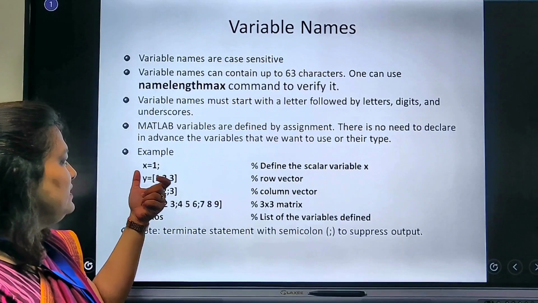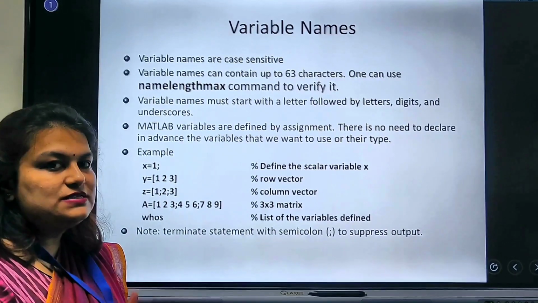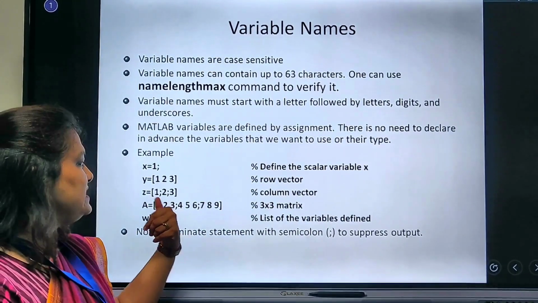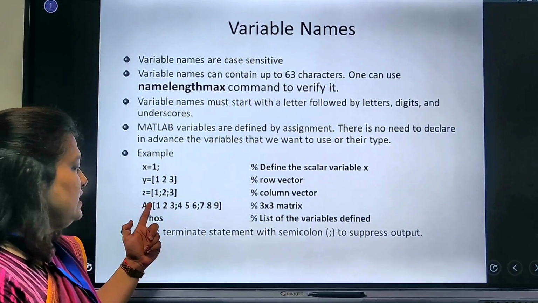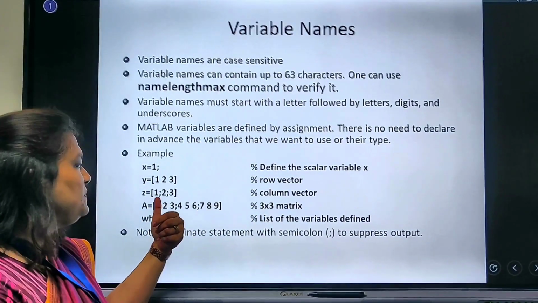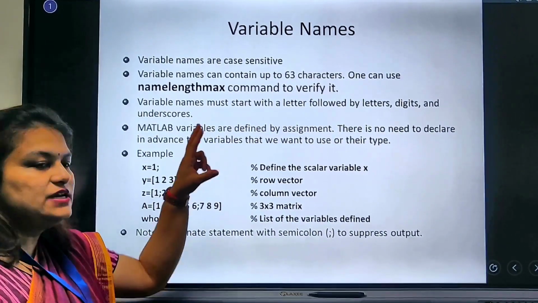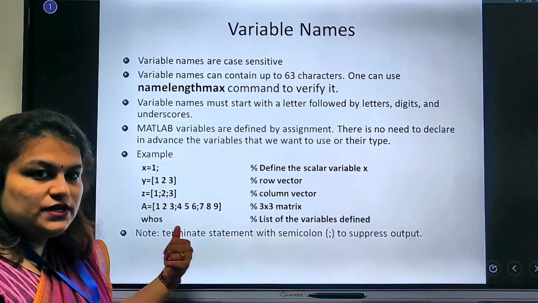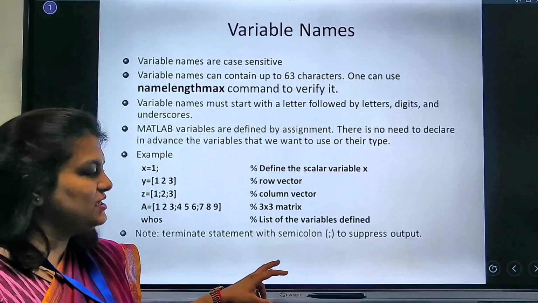The variable name: when we write x equal to 1, it means that this x is given the value 1, a scalar value. When we write y equals, and in square brackets we write certain numbers, it is a vector value, which means it is an array. If we write z equal to 1 2 3, this is a row array in which we are not putting any comma or any sign. But when we put a semicolon in between the numbers, it becomes a column array. And if we write 1, 2, 3, semicolon, other numbers, semicolon, other numbers, it becomes a 3 cross 3 matrix.